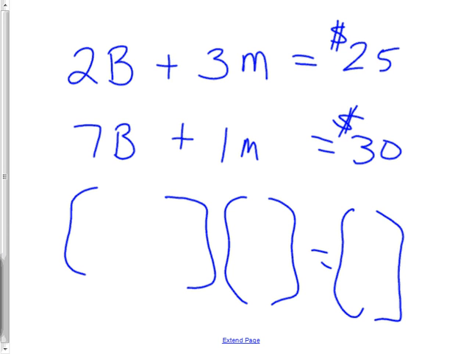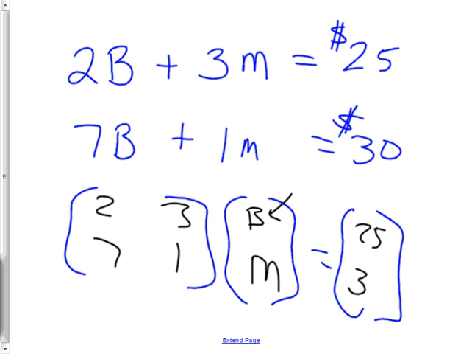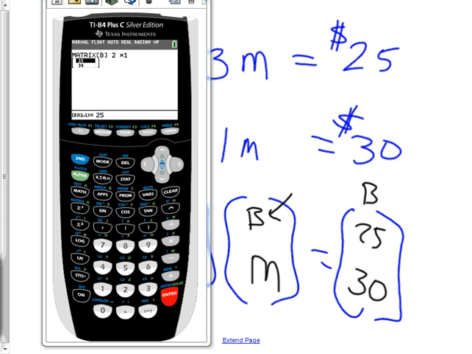Okay, to help those that are getting started here, you should have said 2, 3, 7, and 1, B and M, just because I had bagels first and then muffins, and if you read from left to right, it's the same as up to down, so this had to be first, and then 25, 30. That's matrix A, this is matrix B. Pause for a second while I get that typed in. Okay, so I got my matrices put in. My B matrix here is 25, 30.